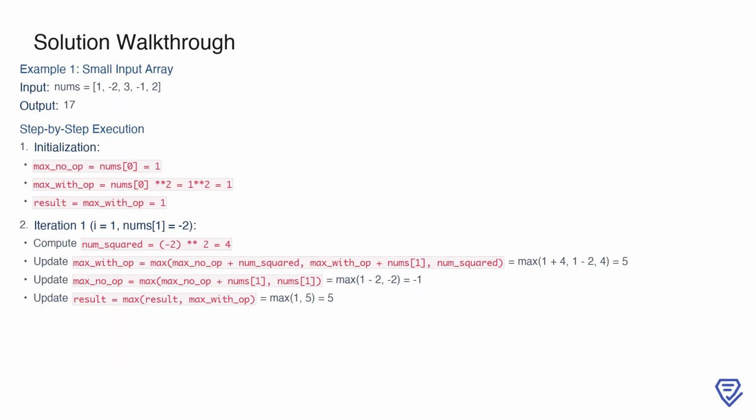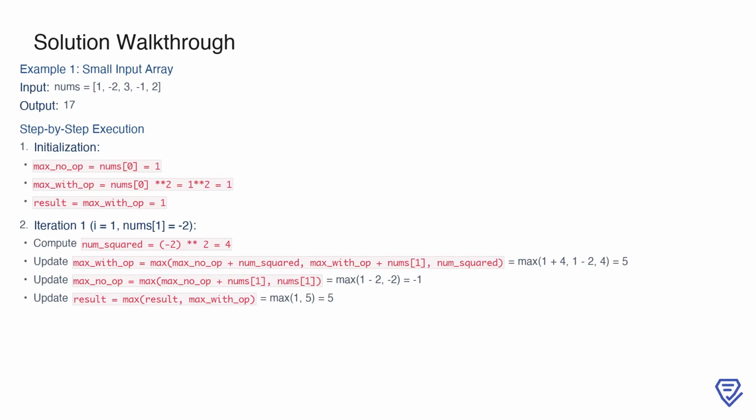To solve this problem, we start with initializing three variables. The first, max_no_op, is set to the first element of the array, which is 1. This represents the maximum subarray sum without performing any operation. Then, max_with_op is initialized to the square of the first element, which is also 1 squared, or 1. This represents the maximum subarray sum where one operation has been applied. Finally, the result variable is initialized to max_with_op, since that's the best result we have so far.